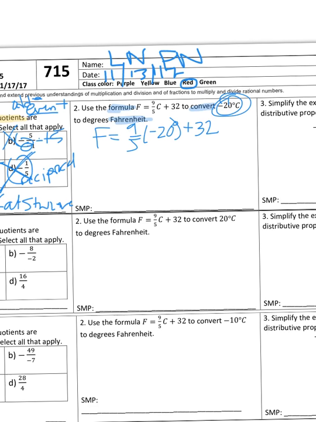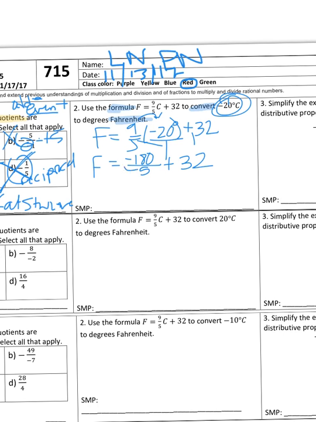Now you can multiply. Multiply the fractions using the distributive property. So you could put a 1 under -20. 9 times -20 is negative 180. 5 times 1 is 5. And then keep the plus 32.